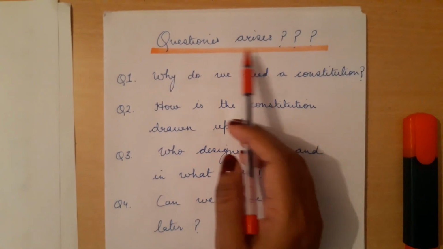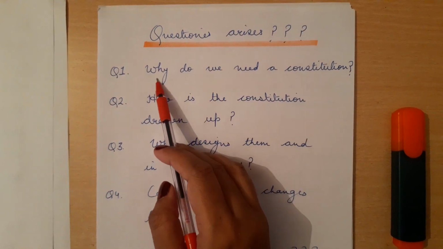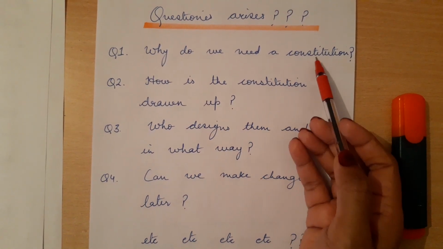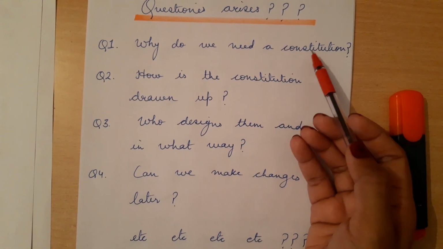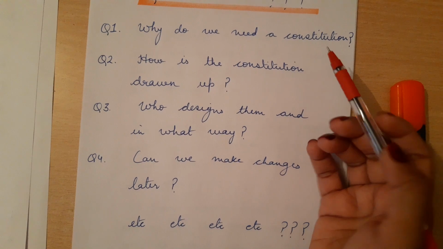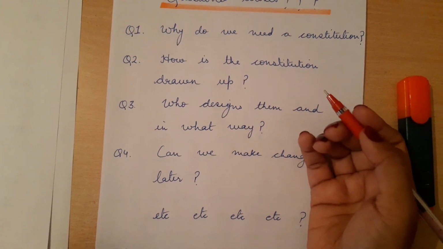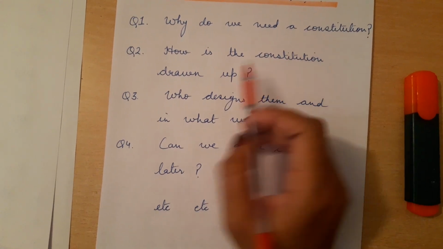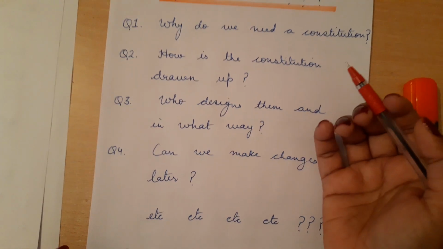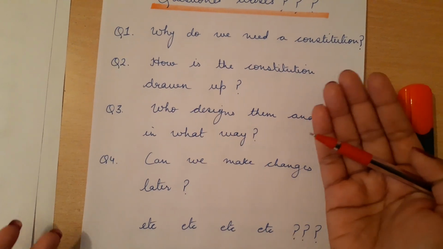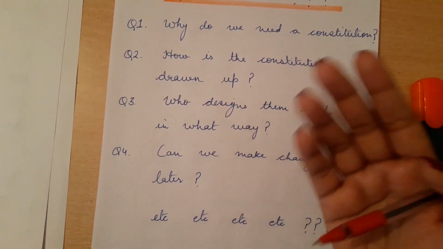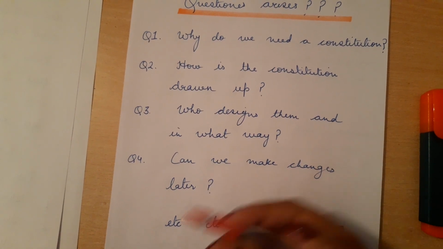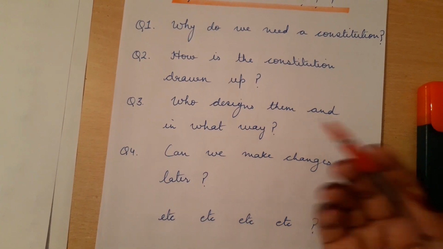Now these questions arise, right? What questions? Why do we need a constitution? How is the constitution drawn up? Means why there is a need. Why do we actually want any constitution? The government can work like this also, but we need some base, the rules and regulations, the powers, the limitations. That is the reason the constitution is needed. Then how is the constitution drawn up? How is it framed? Who frames it? What is the base? On what scenario, what points is it being made? Then who designs them, and in what way? What is the procedure? What is the pattern? Who are the people?